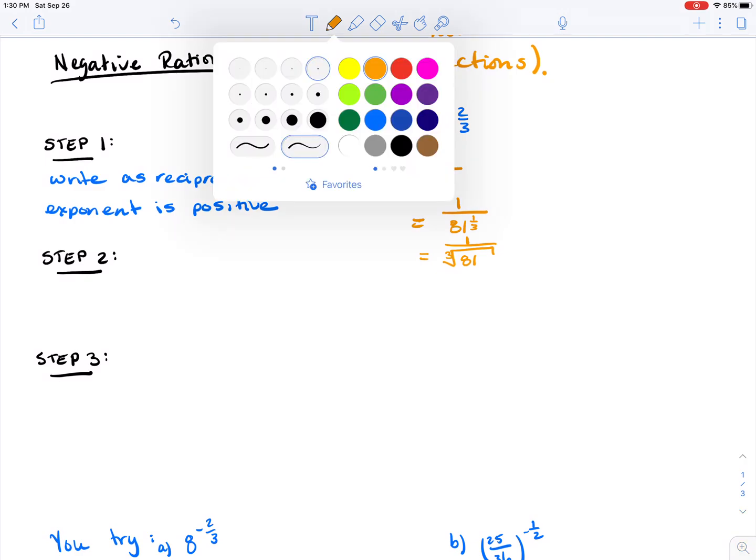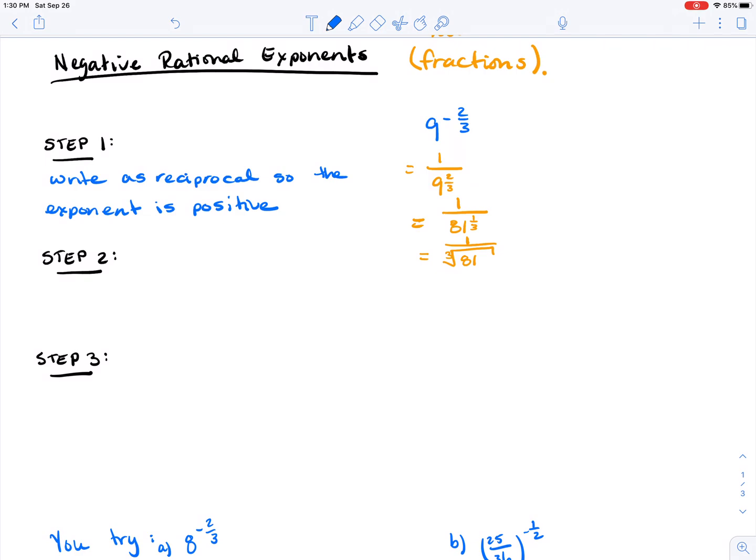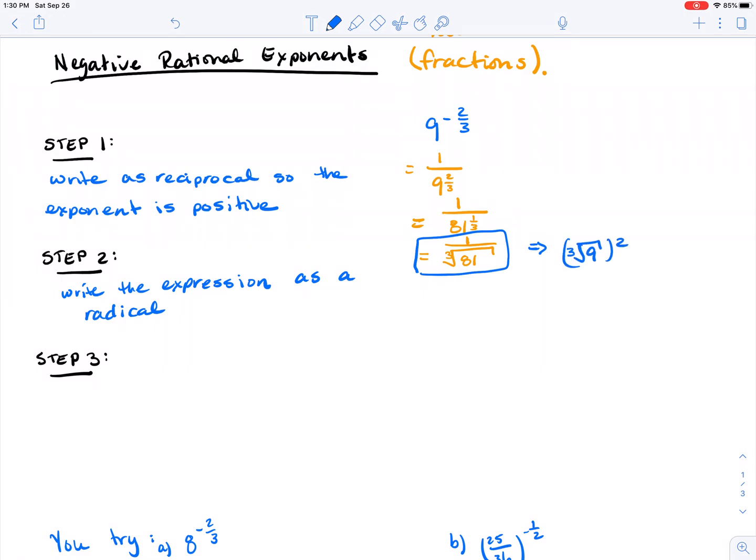The next thing you're going to have to do, which I have done here, is write the expression as a radical, which is what we did in this step here. Now I also could have written it as the cubed root of 9 all squared, or the cubed root of 9 squared. Remember, I could have written it as any one of these forms.